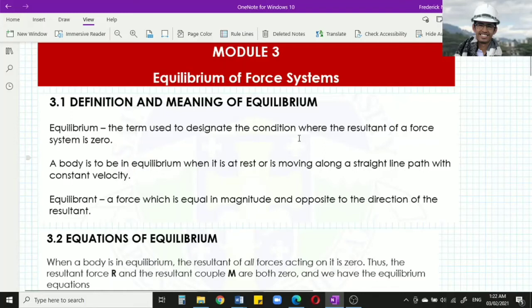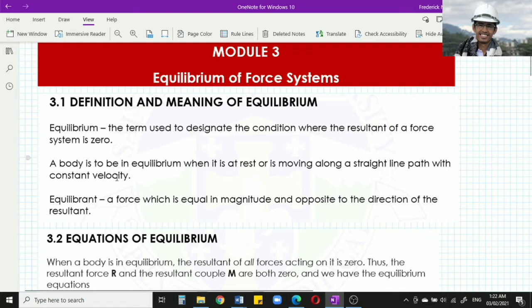Good day, class. So this is our module 3, equilibrium of force systems. So let us define. Equilibrium is the term used to designate the condition where the resultant of a force system is equal to 0. So kapag mayroon tayong force system, nasa equilibrium siya kapag yung resultant ng ating force system is equal to 0.